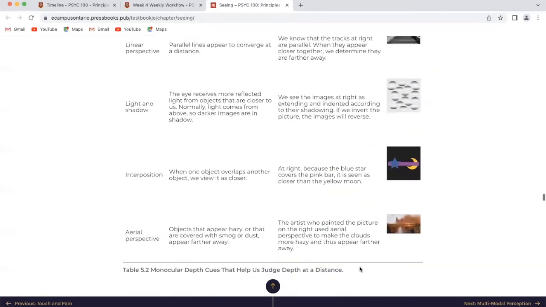And interposition. When one object overlaps another object, we view it as closer. At right, because the blue star covers the pink bar, it seems closer than the yellow moon.